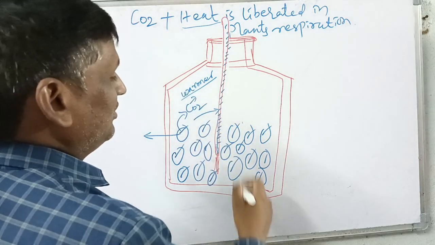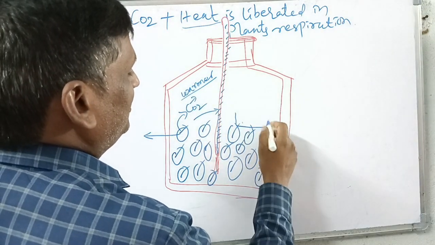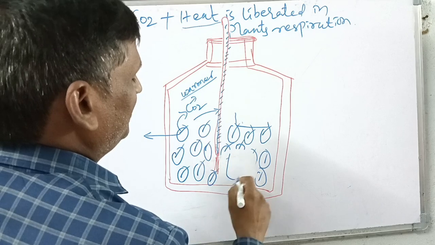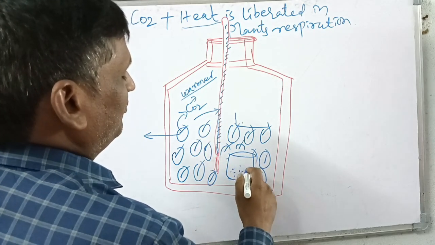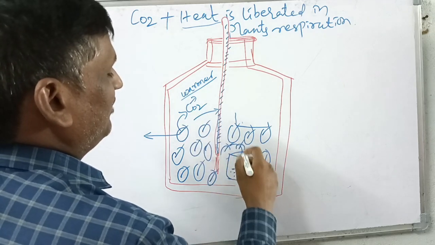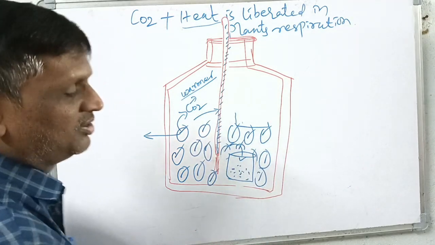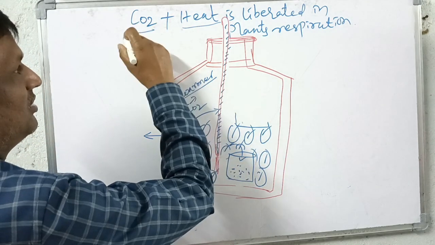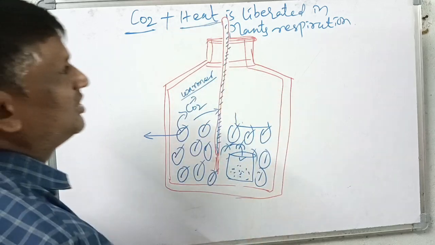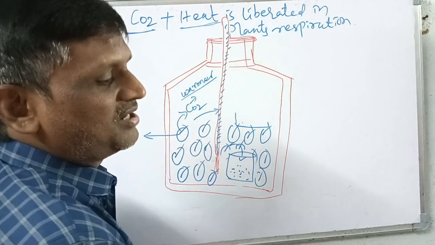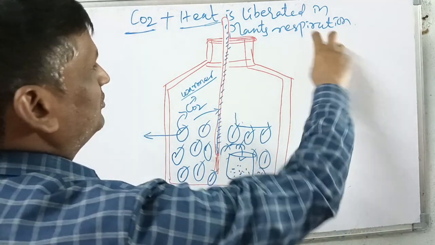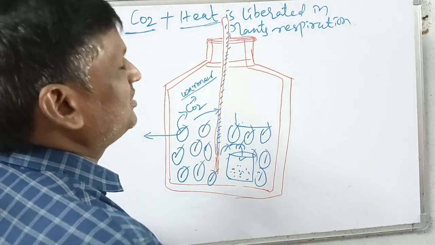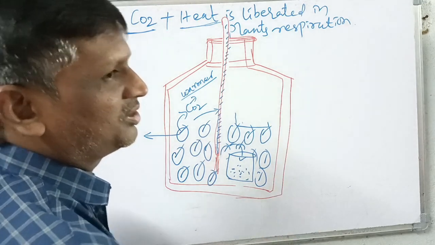At the same time, in the middle of these germinating seeds, if we put some lime water, because of this carbon dioxide, the lime water changes into a milky white precipitate. So in this way we can understand that carbon dioxide and heat are both liberated during plant respiration. This is the most important thing. If you ask the question, how can you prove that carbon dioxide and heat are liberated in the plant's respiration?